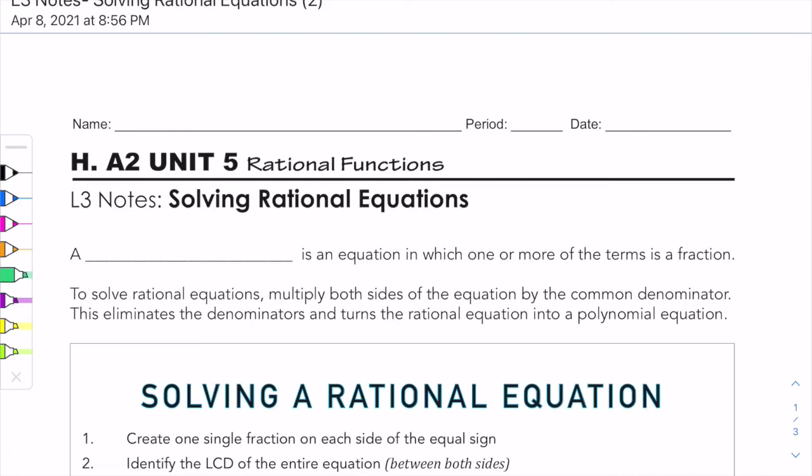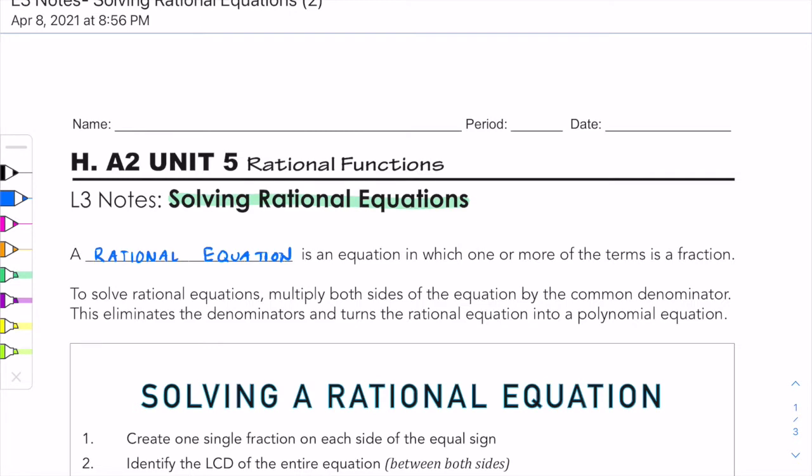Today we're learning how to solve rational equations. A quick review. A rational equation is an equation in which one or more of the terms is a fraction.